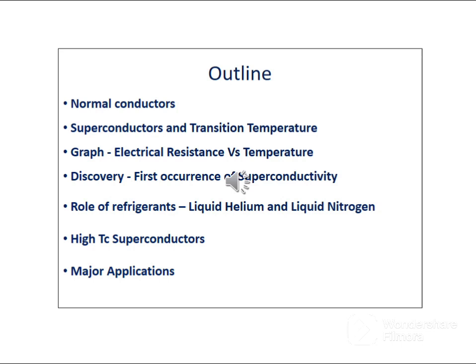This slide outlines the topic of today's session, namely electrical resistance and electrical resistivity, normal conductors and superconductors, what is meant by transition temperature, how the graph of resistance versus temperature varies among normal and superconductors, the first occurrence of superconductivity, the Nobel Prize winning discovery in the year 1911, the role of refrigerants, high Tc superconductors, again a Nobel Prize winning discovery in the year 1986, and an overview of major applications of superconductors, where one can appreciate how the superconducting phenomenon has played a role in pushing out the frontiers of today's technology, with which mankind is enjoying a very safe and easy way of life on our Mother Earth.